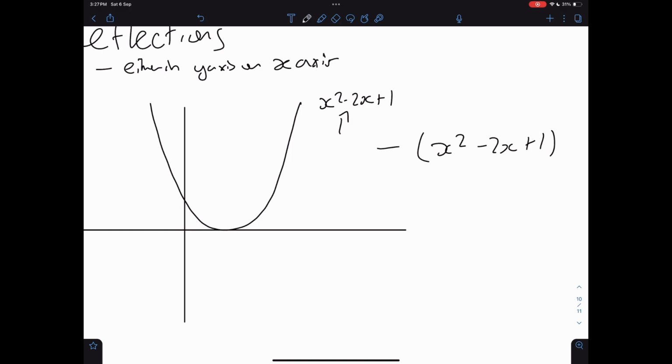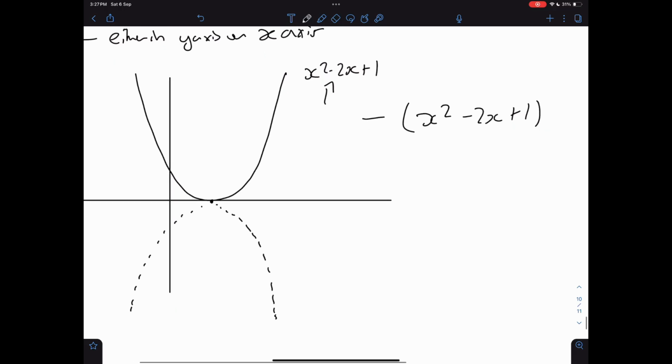But then you just make it negative. You just change the sign. That's going to be 0, but then it's going to start looking like that. And that has simply been reflected in the x-axis.